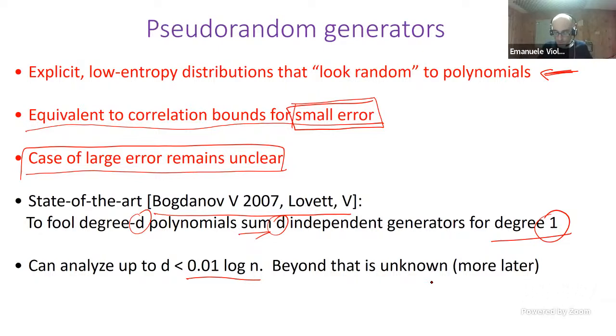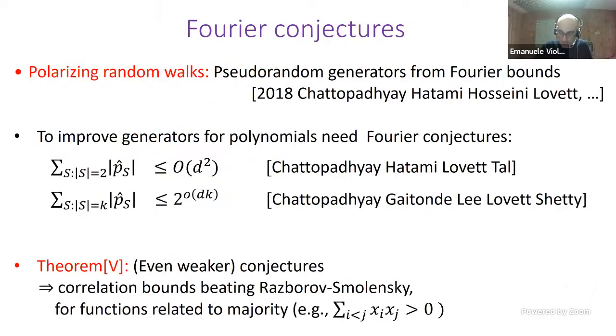But now I'm going to talk about these Fourier conjectures, which I mentioned earlier. So to try to improve this for problems and also in other settings, there's been some new paradigms being proposed that are called the polarizing random walks. Basically it's a way to construct PRGs, pseudorandom generators from Fourier bounds. So in an effort to get better results for polynomials, some specific Fourier conjectures were put forth for the Fourier spectrum of polynomials.